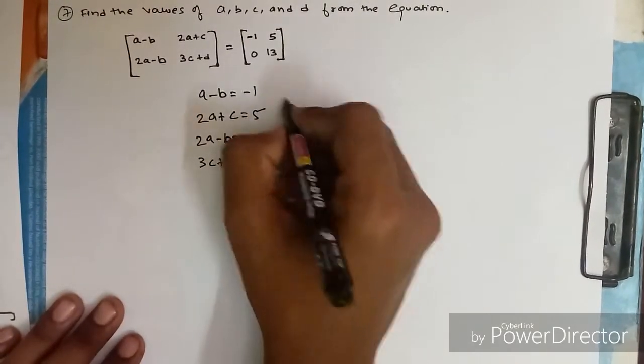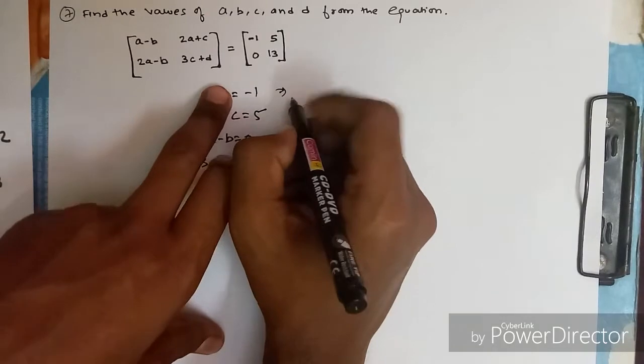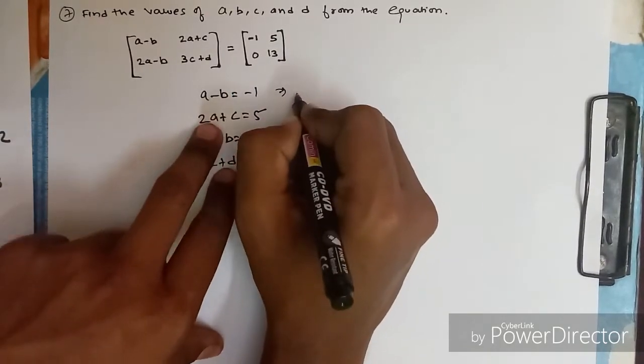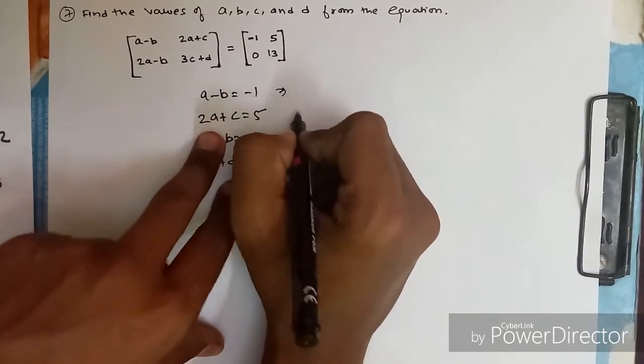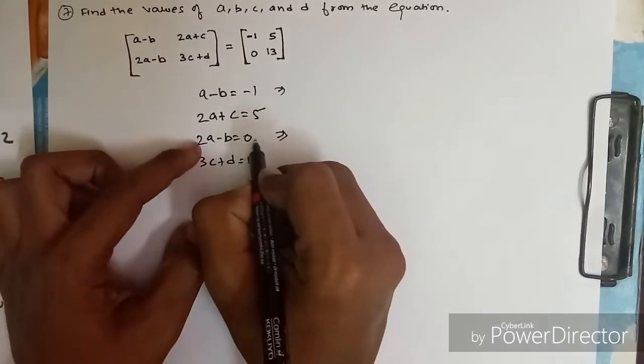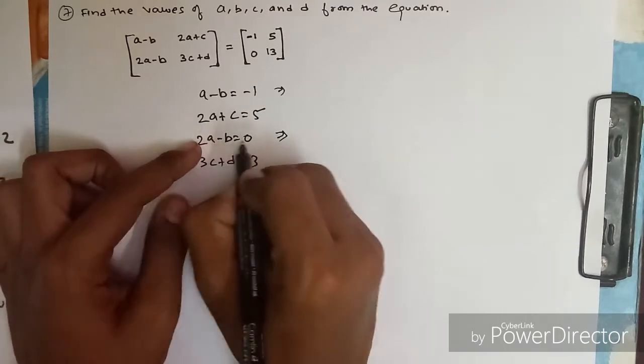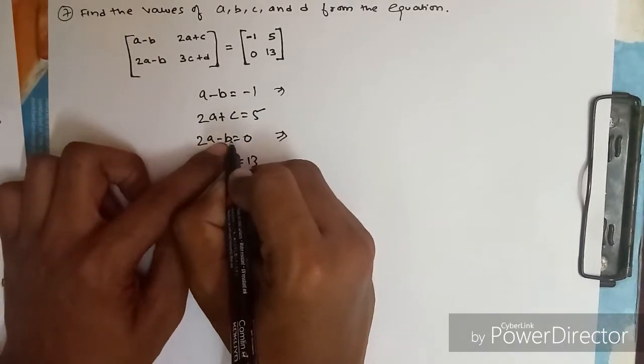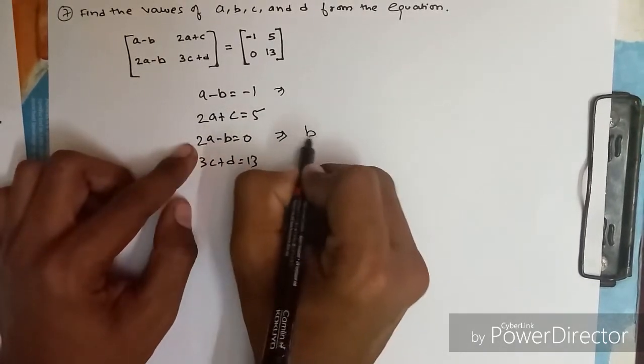Okay, so if you see equation 1, that is this one, if we use this, then from 2, if we go in this, that is equation number 3, we get b equals 2a.